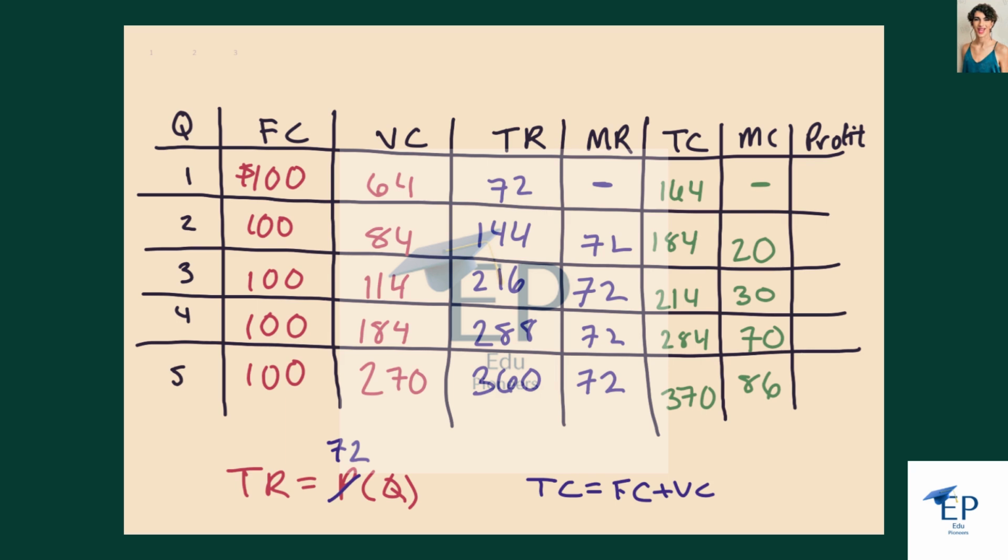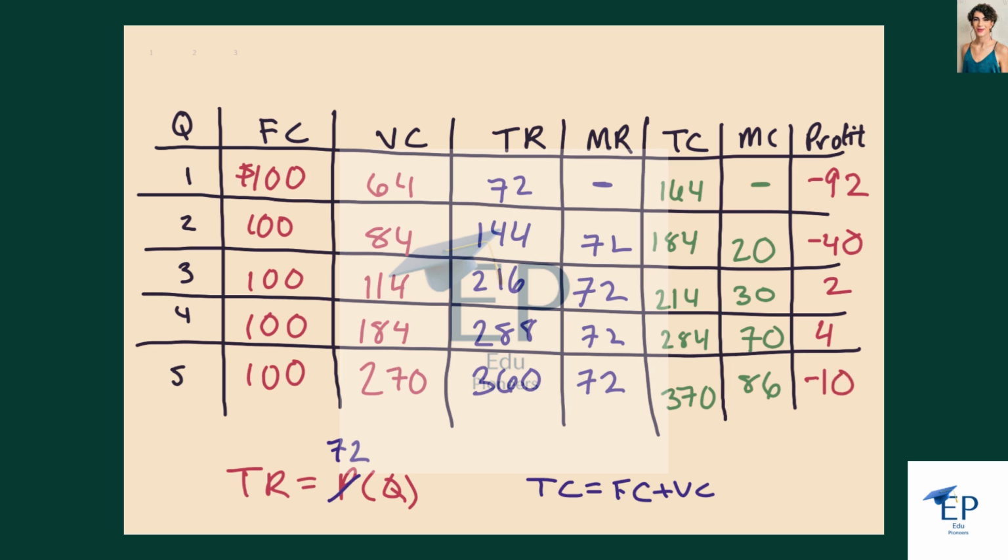Now to calculate profit, we are simply going to take total revenue minus total cost. So 72 minus 164 is negative 92. Then 144 minus 184 is equal to negative 40. 216 minus 214 is equal to 2. 288 minus 284 is equal to 4. And 360 minus 370 is equal to negative 10.